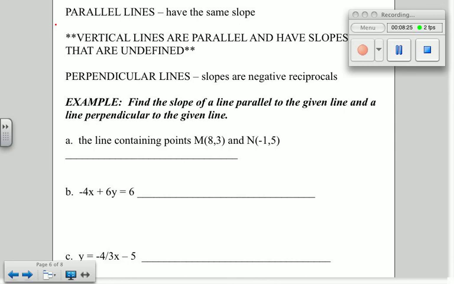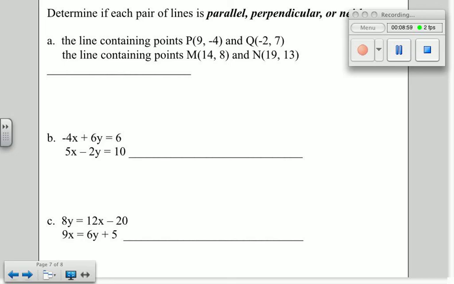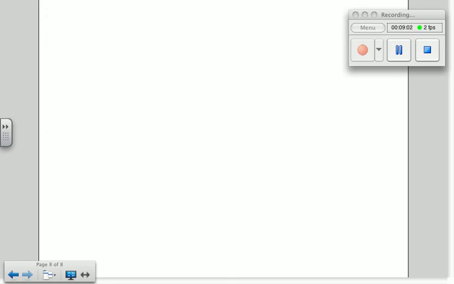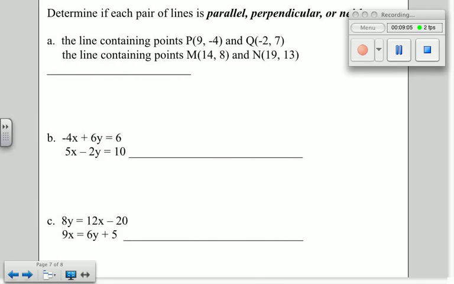Just to refresh: parallel lines have the same slope. Vertical lines are parallel and have slopes that are undefined. So if you've got a graph with two lines that have undefined slopes, those lines are parallel. Perpendicular lines have negative reciprocal slopes, flipped opposites. So we've already done A, B, and C. We've done examples like this, and we're done.